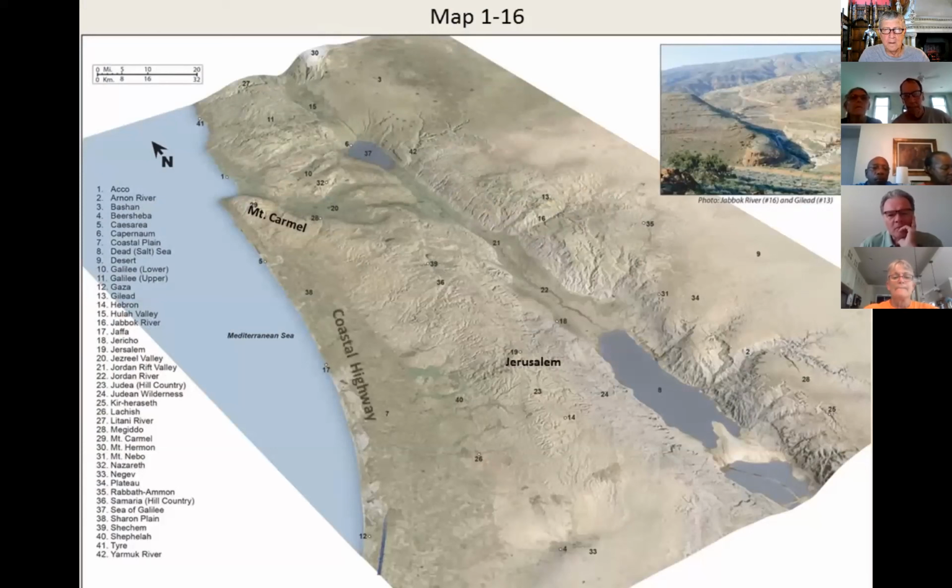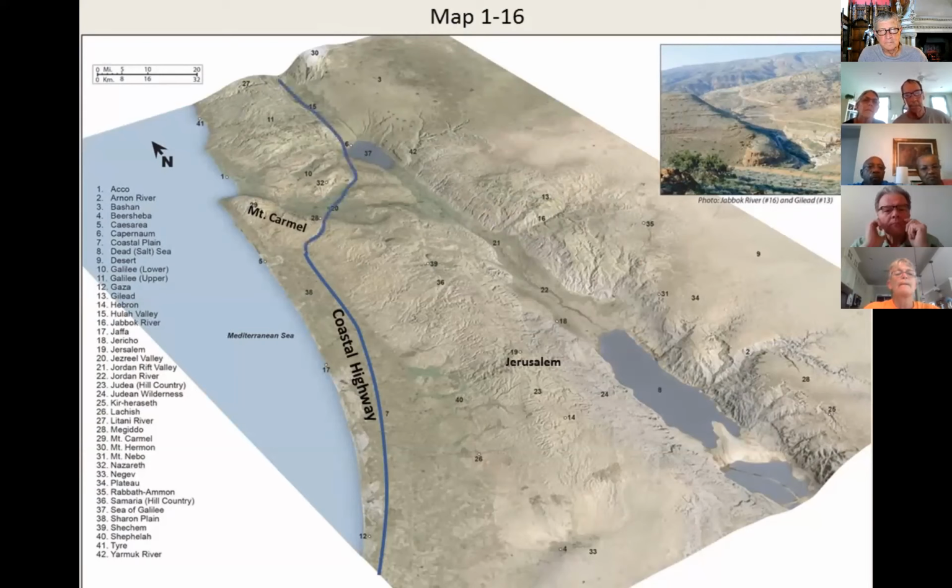First is the coastal highway, sometimes called the Way of the Sea, which more or less runs unimpeded along the relatively flat coastal plain. The coastal highway is a major section on the international route that joins Egypt to Mesopotamia. However, note Mount Carmel, which is a barrier to travel. Later we will see how the route traverses Mount Carmel through a pass to the Jezreel Valley, then to the Sea of Galilee and further north.